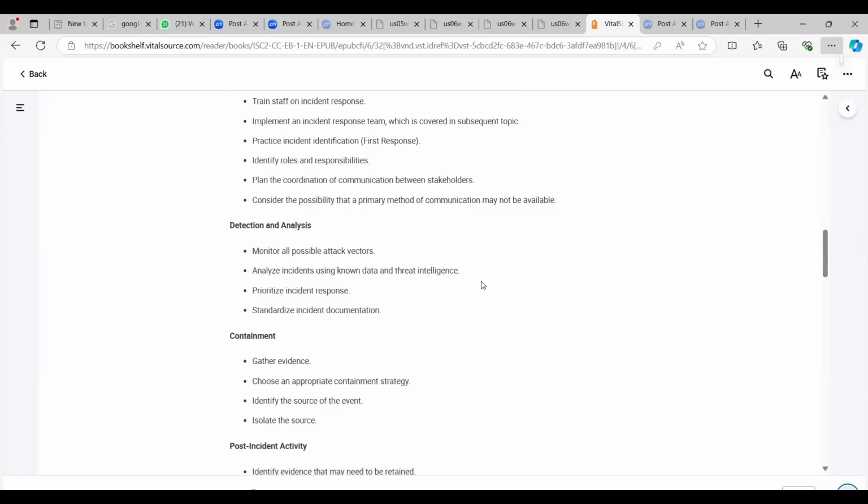Also, you want to analyze incidents using known data and threat intelligence. So basically, if you have a firewall, what they did is that they collected all the incidents that have occurred in the past. And they will tell the firewall that if you see any incident like this, it is 100% an intrusion, block it, don't allow it into our network. So basically, you want to analyze incidents using known data and threat intelligence.